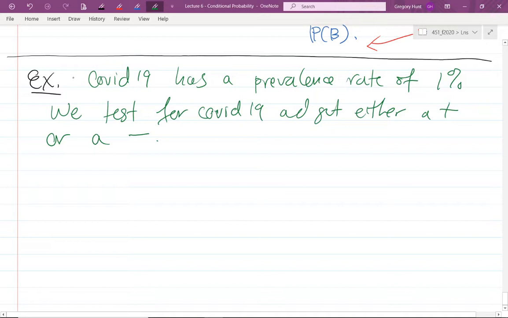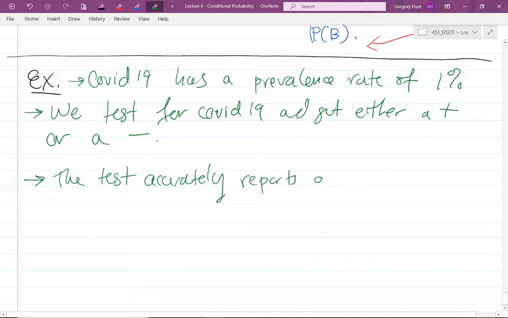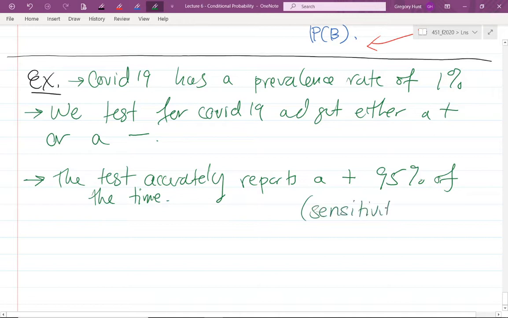So I'm just writing down some facts. This is fact one, fact two, and fact three is that, well, we're making up some numbers, but this is talked about all the time these days. The test accurately reports a positive result 95% of the time. This is called the test sensitivity, the probability of correctly getting a positive result. Basically, if I have the disease, it's the probability of getting a positive result.